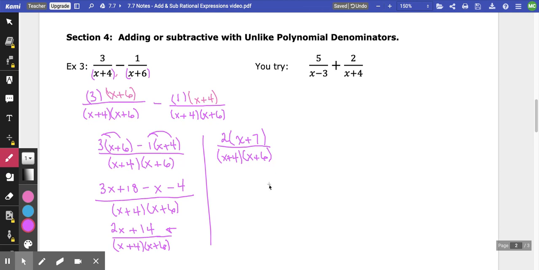Now I'm looking for common factors that I can cross out between the numerator and the denominator. My factors in the numerator are just a 2 and an x + 7. In the denominator, none of the factors there are 2, and none of the factors are x + 7. So this is as simplified as it can be. That would be the result of that subtraction. Now you're going to try this one and answer the question on the Google form.